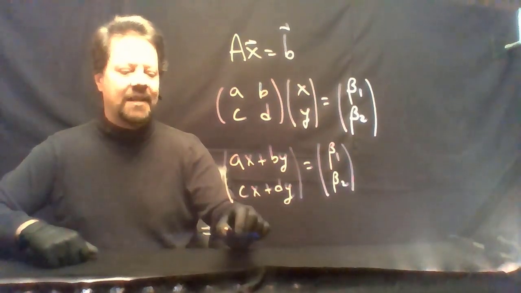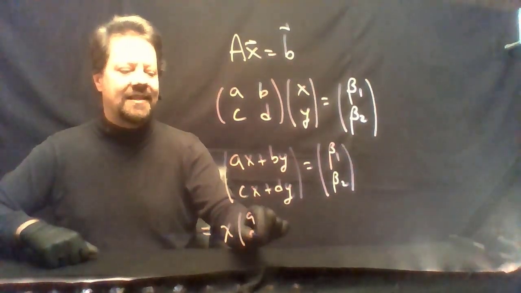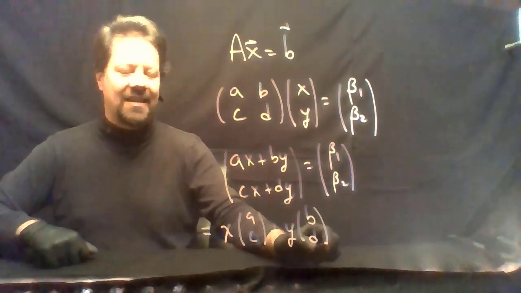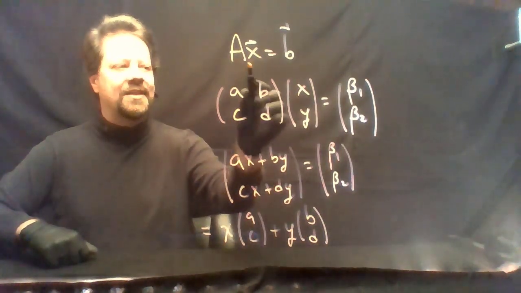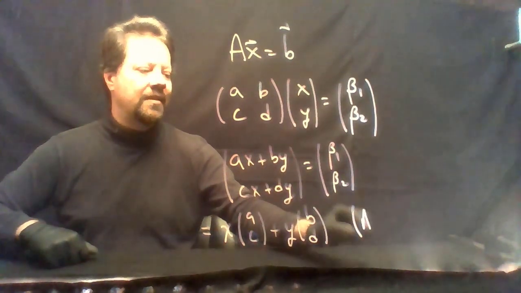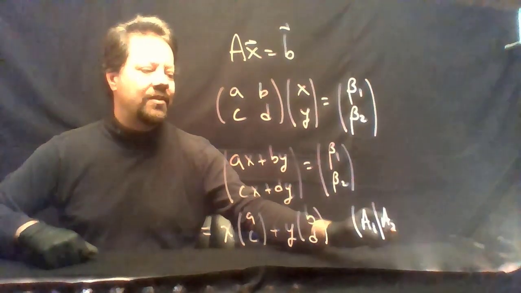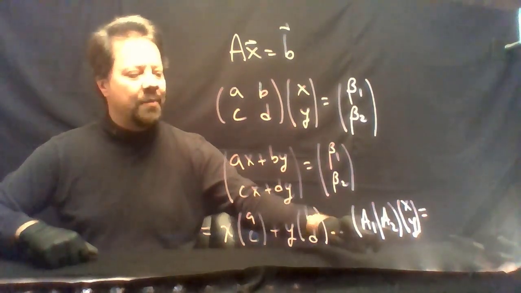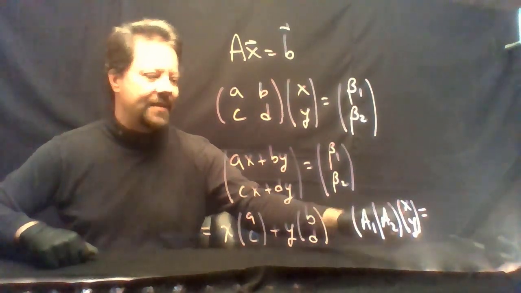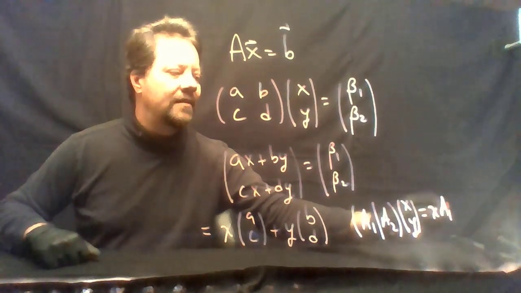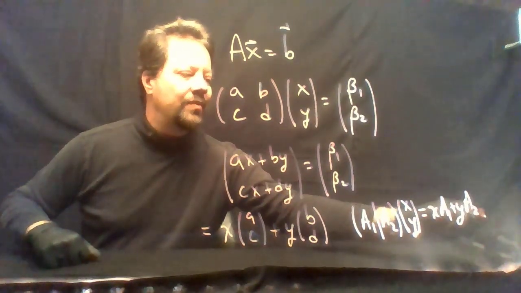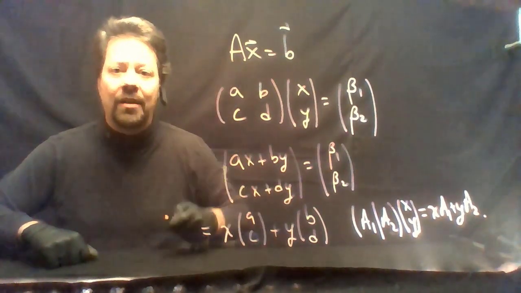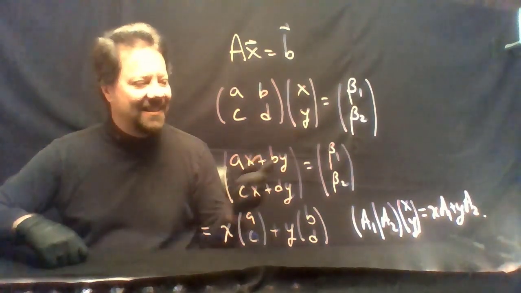The left-hand side can be re-expressed as x times (a, c) plus y times (b, d). If we express the matrix A as columns A1, A2 times (x, y), what we get when we multiply is x times A1 plus y times A2. What we end up with is a linear combination of the columns of the matrix A. That's true more generally.